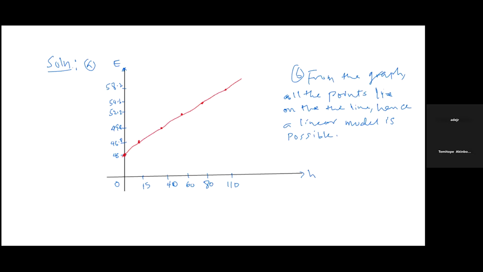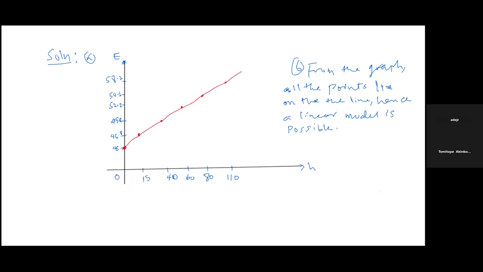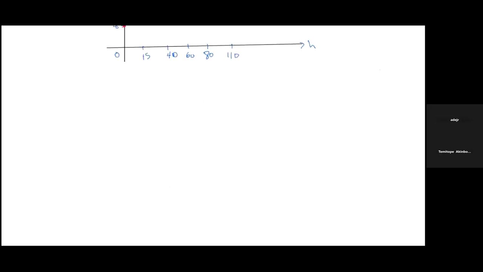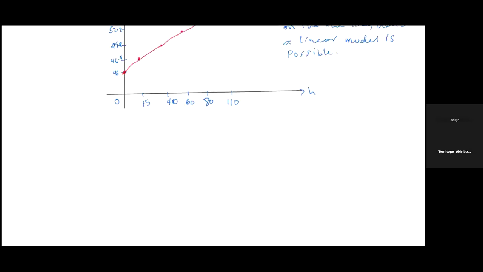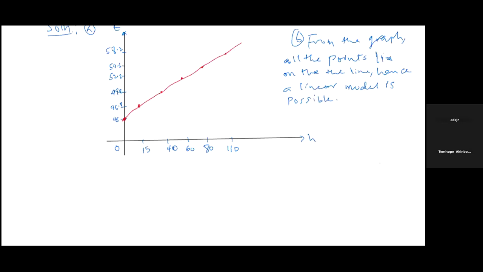So let's see question C. What does question C demand from us to do? Question C says we should deduce an equation in the form E equals AH plus B. So in other words, find a model. So let me go back to the graph slightly. So to answer question C, we are going to take two distinct points on the graph. So let's take this first point, let's call it point A, and let's take this last point, let's call it point B.